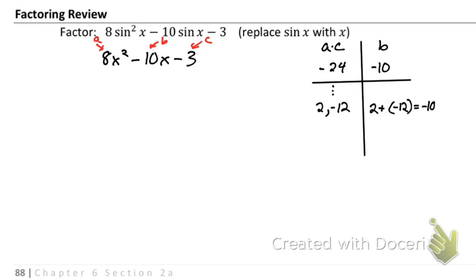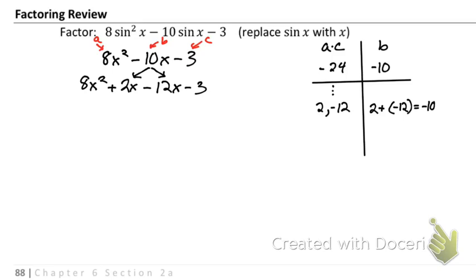With factor by grouping, what you do with these two numbers is you split apart this 10, because 2 minus 12 does equal negative 10. So we're going to divide this up. We're going to write this as 8x squared plus 2x minus 12x minus 3. So you break apart your middle term. Now you have a binomial minus a binomial. Because at the end of the day, we need a binomial times a binomial. And right now I have a binomial minus a binomial.